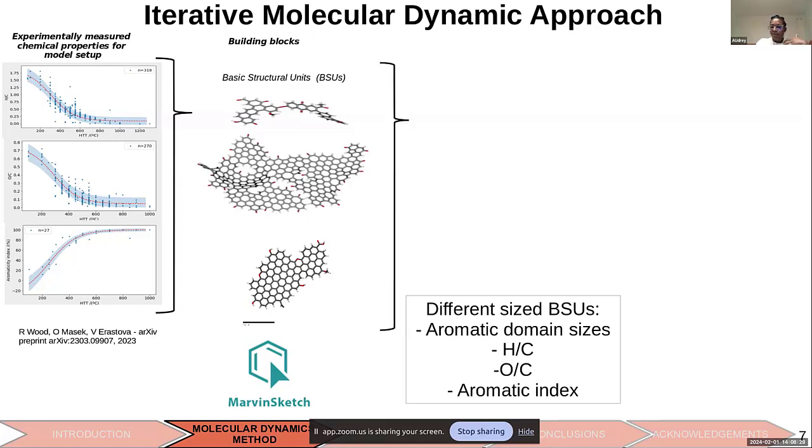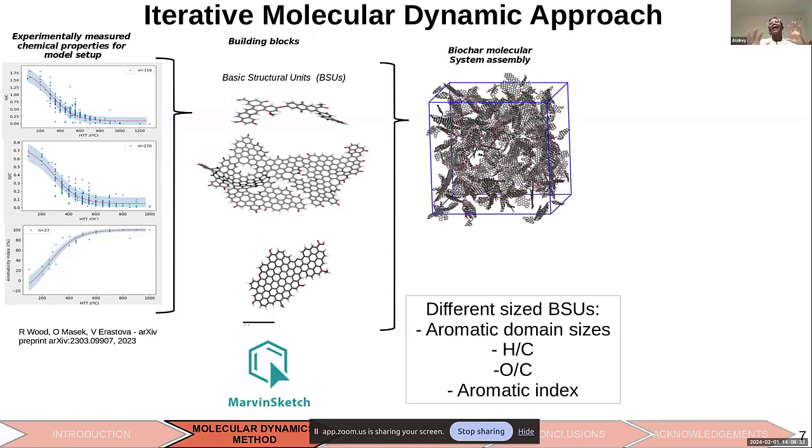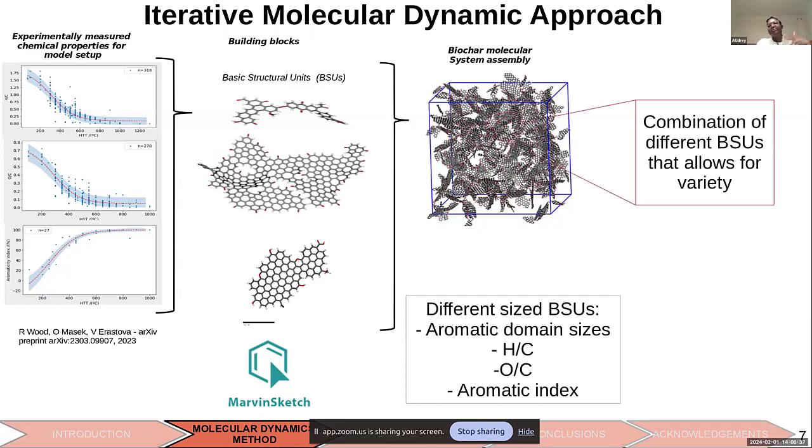After we've built the structures, we can assemble these different structures into a molecular system. In this approach, we bring several different basic structural units together, so it accounts for the heterogeneity of the biochar material. We do this with the aid of GROMACS, a well-known molecular dynamics software. The force field we use in this case is OPLS, which is well known for the modeling of organic materials.